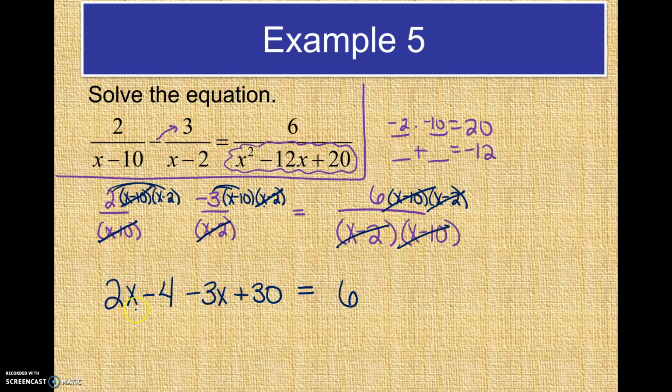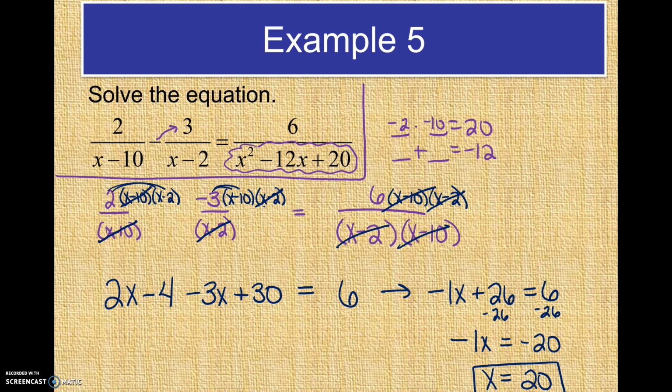To finish solving this, if we combine like terms, we have negative 1x plus 26 equals 6. So negative 1x equals negative 20, which means that x equals 20.